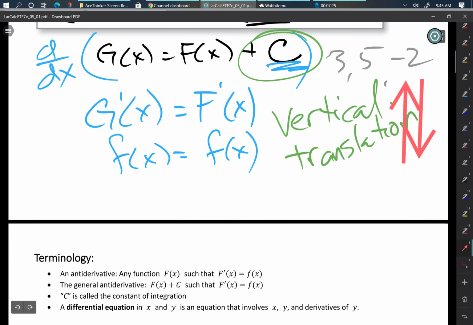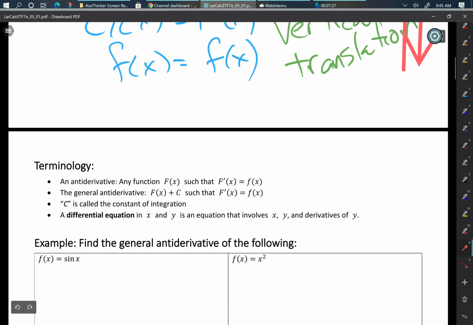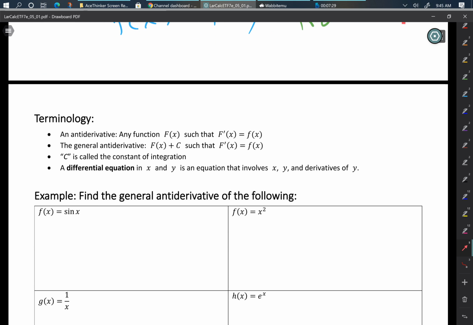All right, so we're getting the terminology down. Okay? An antiderivative is any function big F of x such that F prime of x is equal to little f of x. An antiderivative is any function big F such that big F prime is equal to little f. Okay? The general antiderivative.